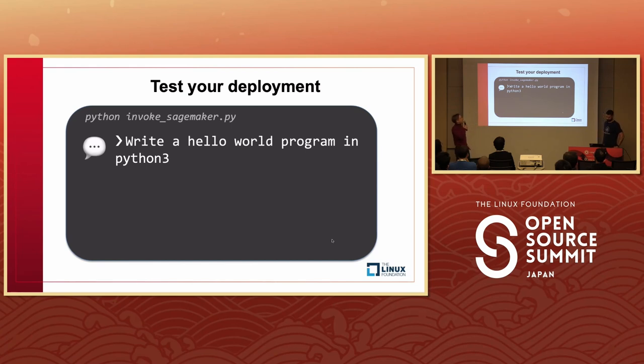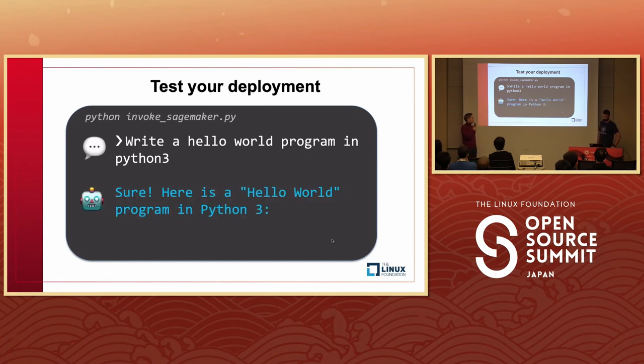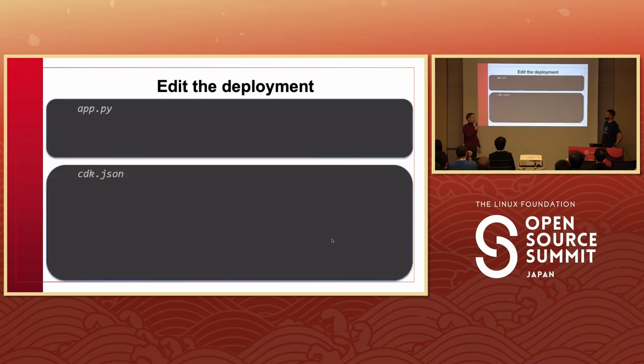Write a hello world program in Python 3. Let's see the answer. Sure, here's a hello world program in Python 3. Well, yeah, it is a hello world program in Python. So you can see, you can verify if your backend is working by running this file. You can also change the prompt if you would like to. And with this, we already know that our AI backend is working.